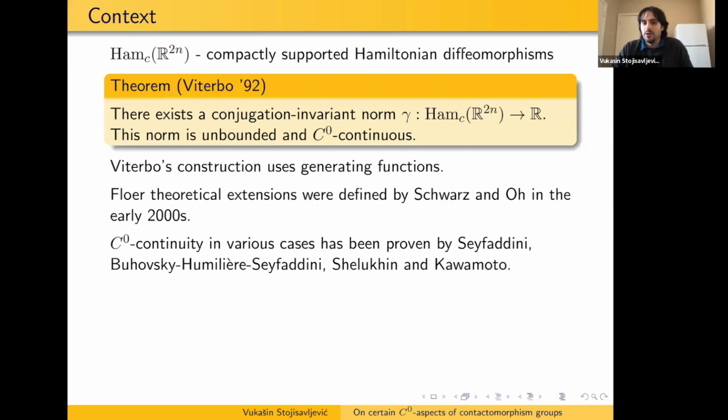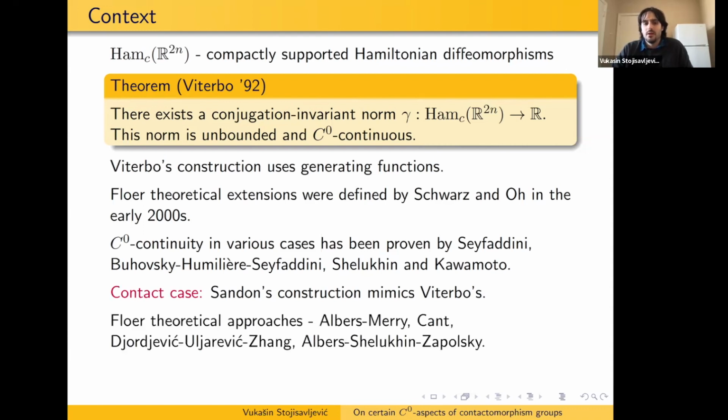So I think I listed all the results I'm aware of. So there is a paper by Seyfaddini, and then there is a paper by Buhovsky, Humilière, and Seyfaddini. Then there was a paper by Egor Shelukhin and a paper by Yusuke Kawamoto. And in the contact case, Sandon somehow mimicked more or less the construction of Viterbo. Of course, there are some subtleties. It's not obvious how to mimic it, but at the end of the day, it is pretty analogous.